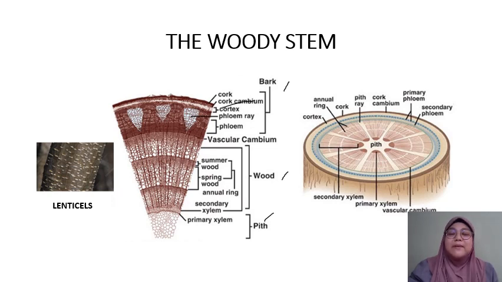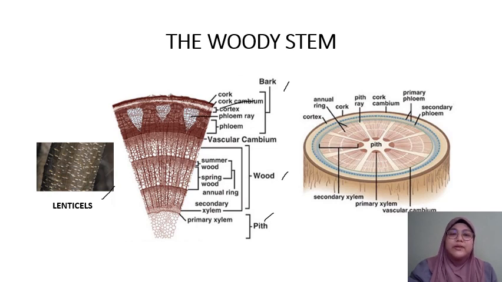In some plants, the periderm has many openings known as lenticels, which allow the interior cells to exchange gases with the outside atmosphere. So this supplies oxygen to the living and metabolically active cells of the cortex, xylem, and phloem. So the activity of vascular cambium gives rise to annual growth rings.